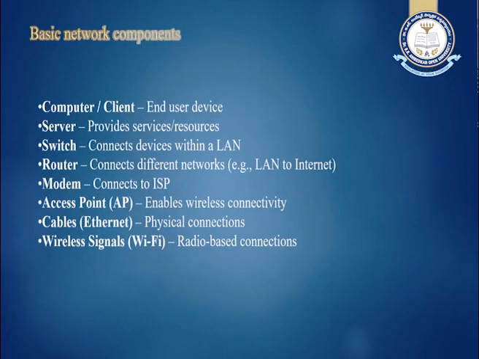So, basic network components are: computer, the client end-user device; server, which provides services and resources; switch, which connects devices to the local area network; router, which connects different networks, the LAN to the internet; modem, which connects to the internet service provider; access points, which enable wireless connectivity; cables, which are physical connections; and wireless signals, which are radio-based connections. So, this is how the network works.